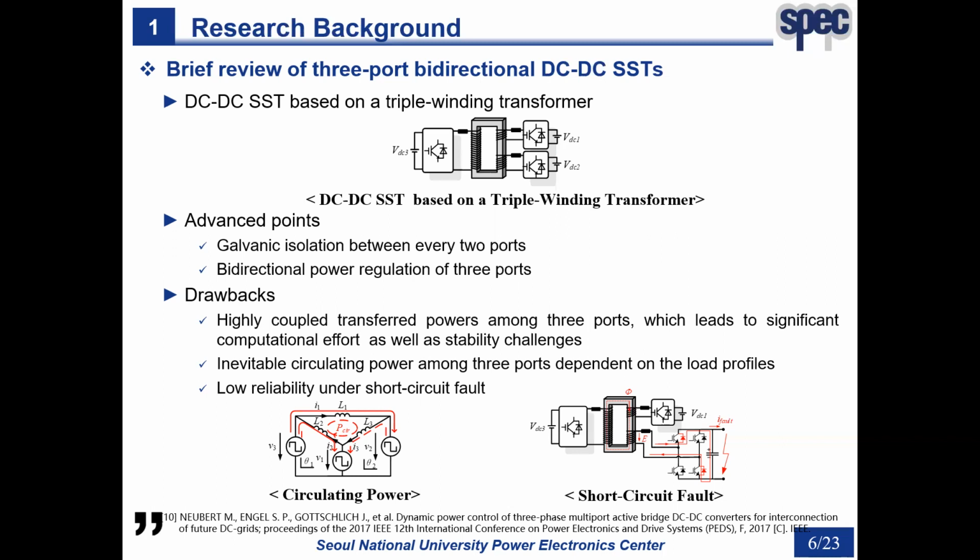Meanwhile, a circulating power among 3 ports dependent on the load profiles is inevitable, which increases the loss. Moreover, when a short circuit fault occurs at a port, the AC side of this port still has magnetic-motive force due to magnetic coupling, so that the fault current cannot be cleared by controlling the switching devices, and all ports need to be blocked. This results in low reliability.